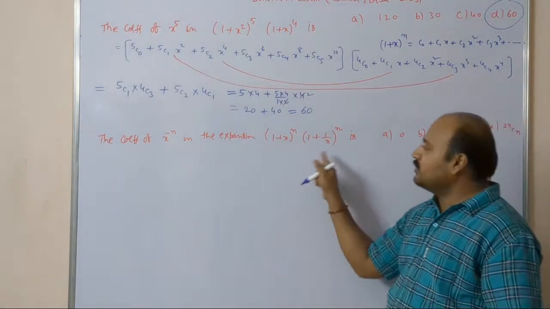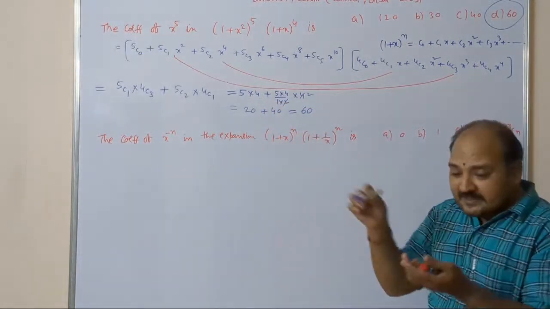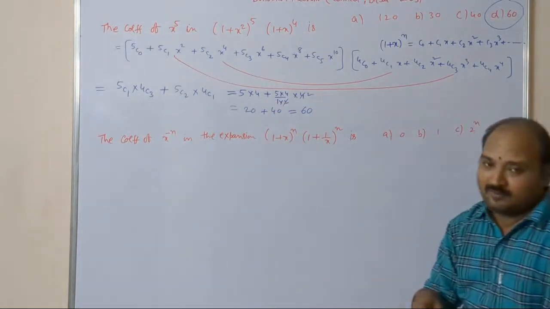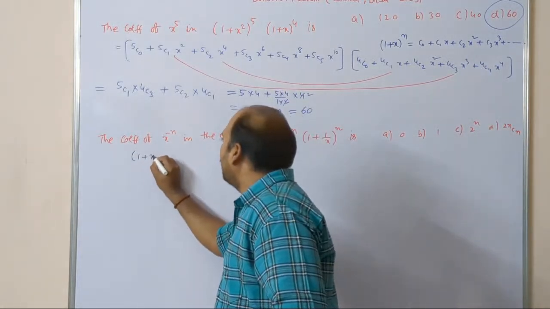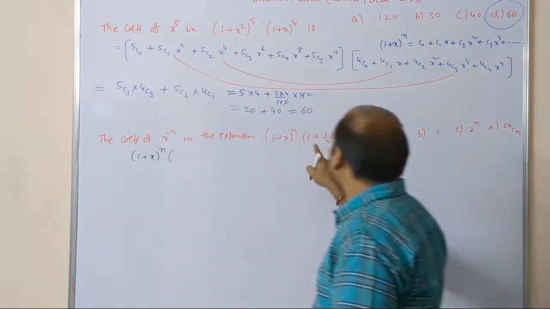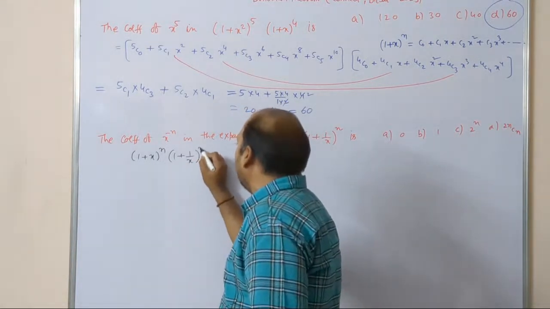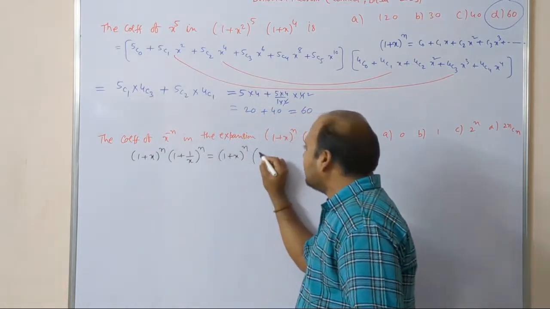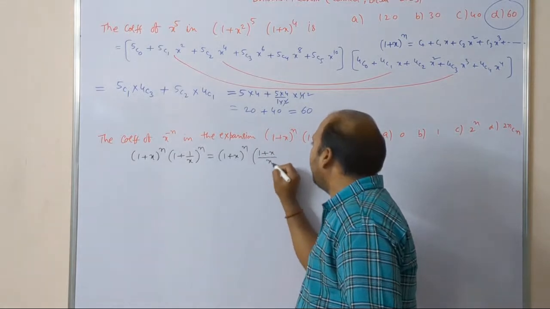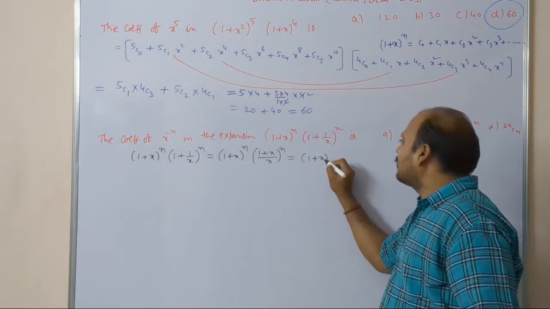We can now come to this question, dear students. The coefficient of x power minus n in the expansion. So first, what is the expansion? This one you know: 1 plus x whole power n, 1 plus x, 1 by x. 1 plus 1 by x whole power n. Here you take LCM: 1 plus x by x whole power n. Even this we can write as (1 plus x) whole power n.